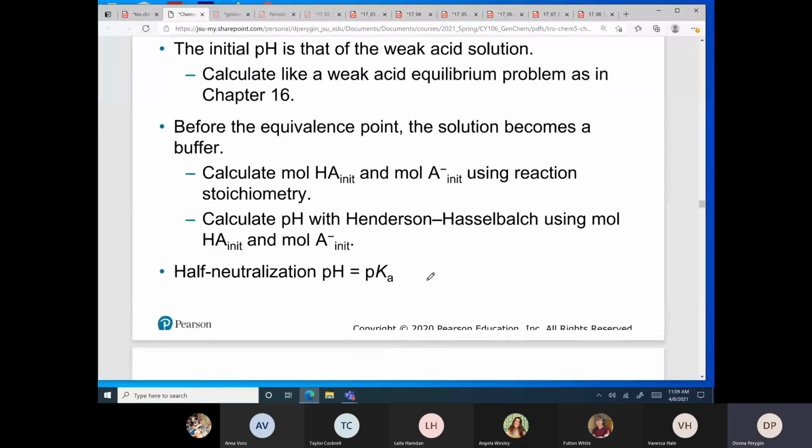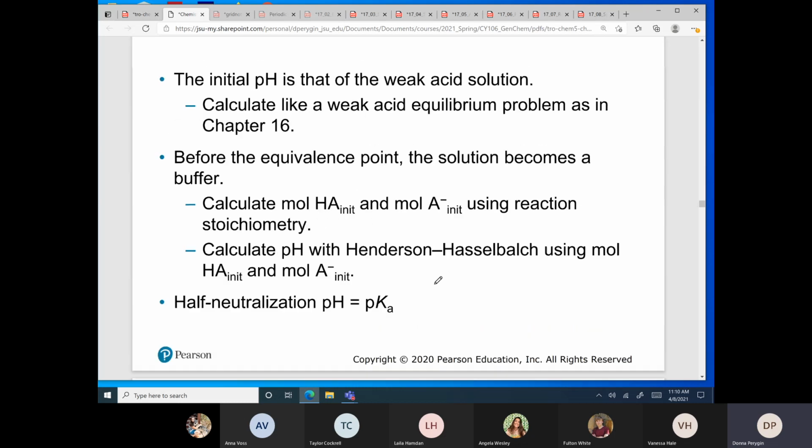All right, so first we have to work a stoichiometry problem, and then we have to work an equilibrium problem, kind of like what we did before when we do these titration problems. So we're going to look at how that works in just a few minutes.